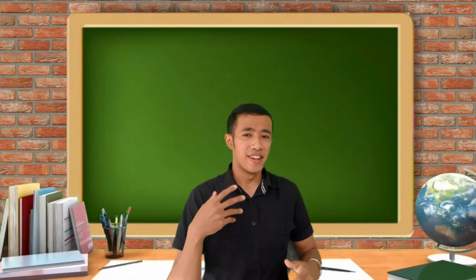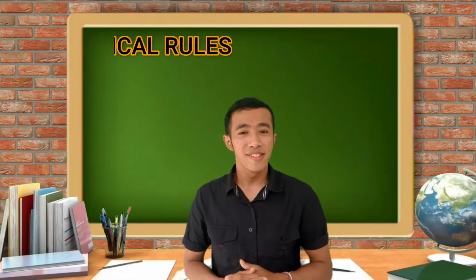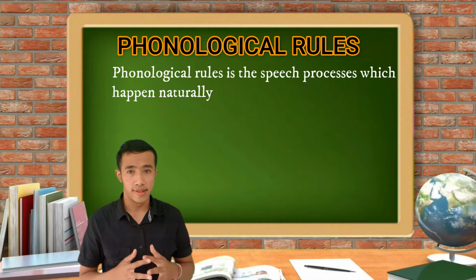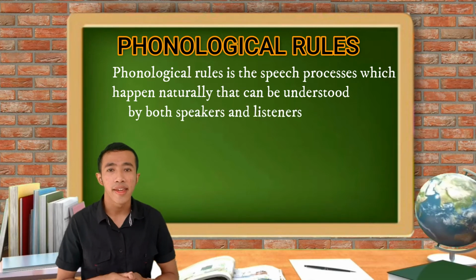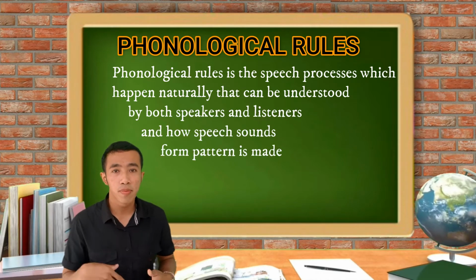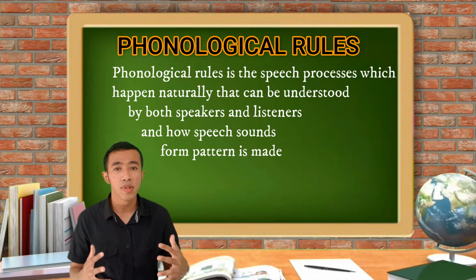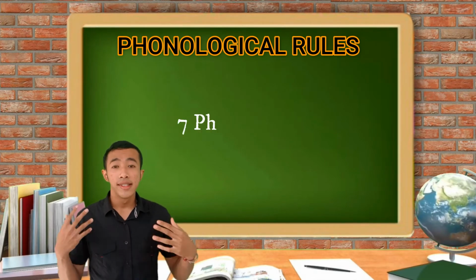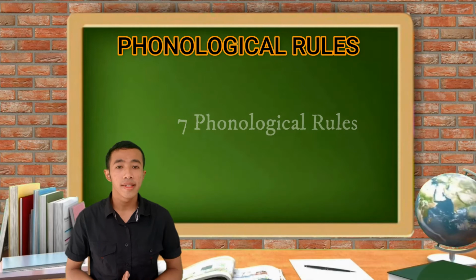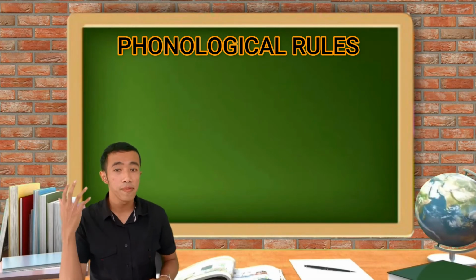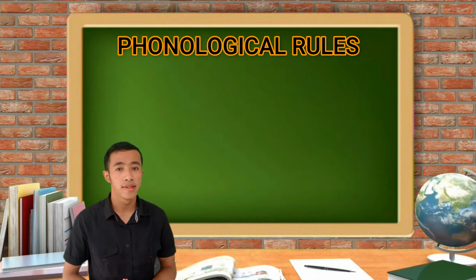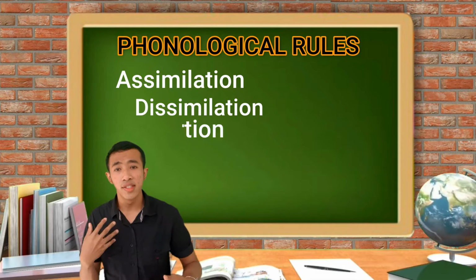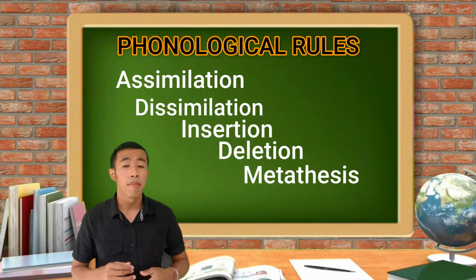Okay, my friends, next about phonological rules. Phonological rules are the speech processes which happen naturally that can be understood by both speakers and listeners, and how speech sound patterns are made. Actually, there are 7 phonological rules, but in this video we will discuss 5 types of phonological rules that are the most important, such as assimilation, dissimilation, insertion, deletion, and metathesis.